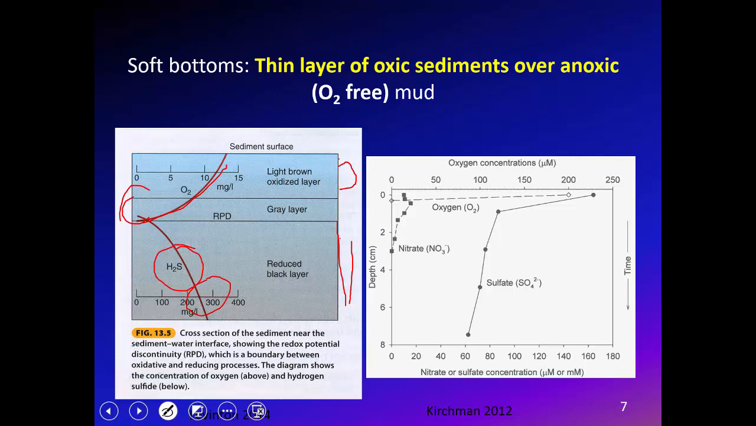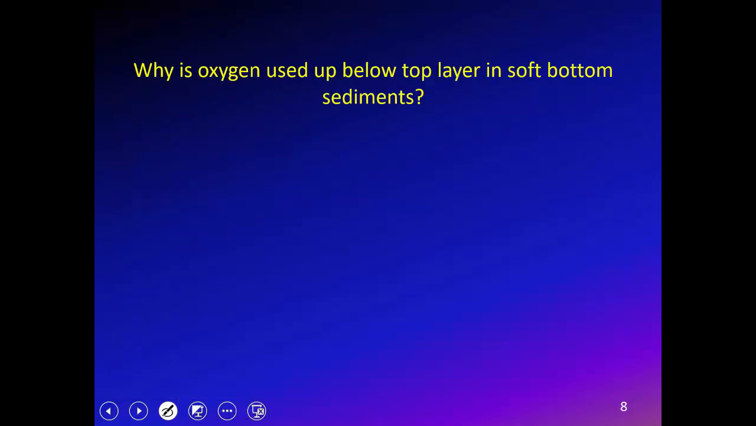sometimes quite quickly in the sediment profile. So that's illustrated perhaps, I think, a little bit more clearly on the right here, so you can see again oxygen disappearing. We can see within just millimeters, less than a centimeter, less than a few inches, much less than an inch, and there's no oxygen at all. And you see the decrease in sulfate, and what's happening here is that the sulfate is being reduced down to hydrogen sulfide. And hydrogen sulfide, as I mentioned, is a poison that a lot of organisms have a lot of problems dealing with. So that's one main characteristic of these soft bottom sediments, is this two-layered system, oxic sediments on top, anoxic sediments underneath. So why is oxygen used up in the top layer?